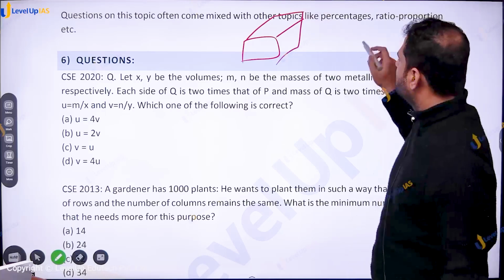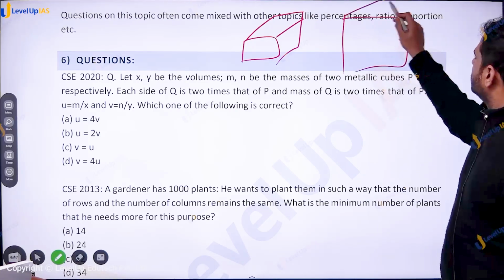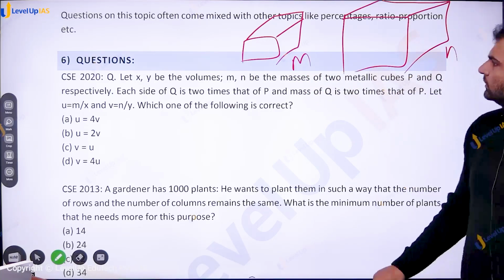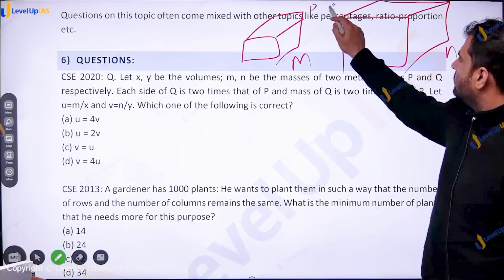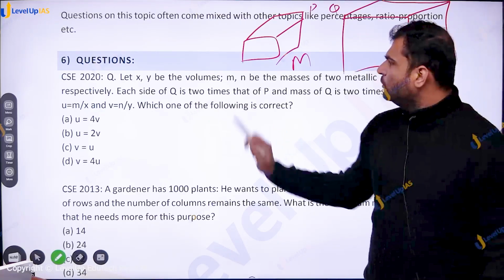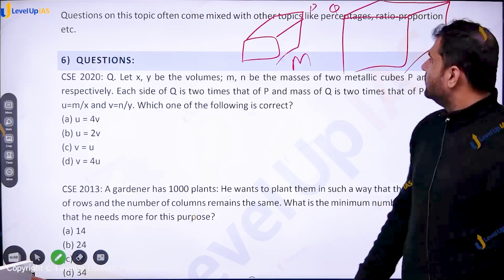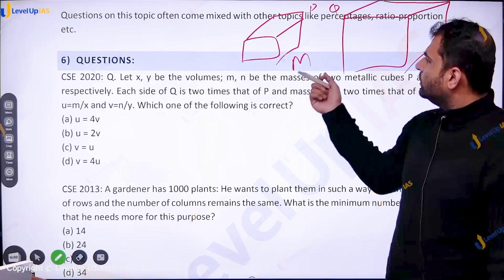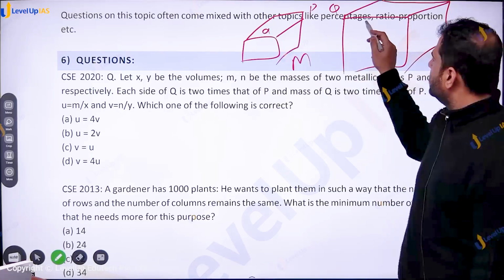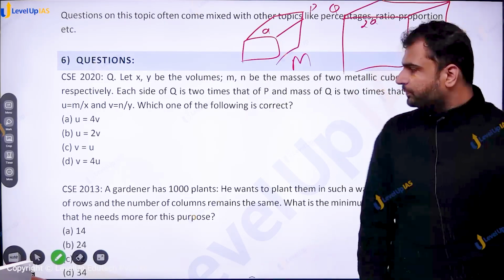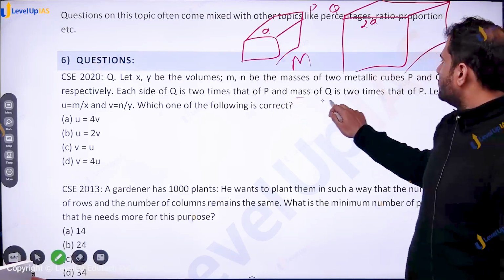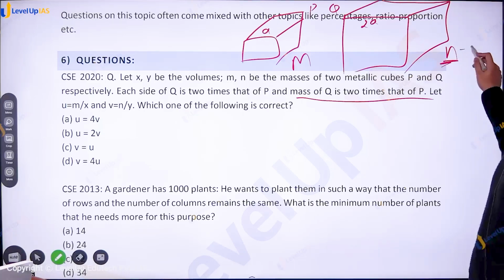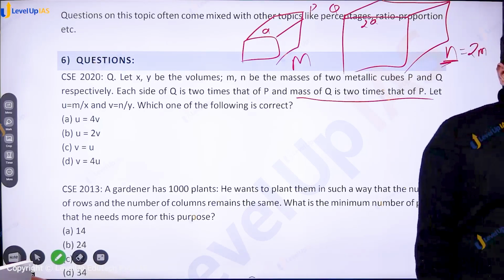This is a cube and this is another cube. Its masses are M and N. Okay, this is P, this is Q. Each side of Q is 2 times that of P. So if this side is A, this would be 2A. And mass of Q is 2 times that of P.